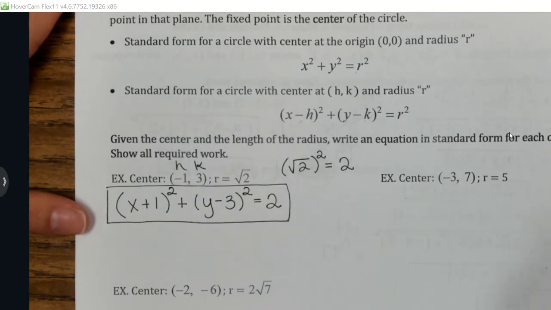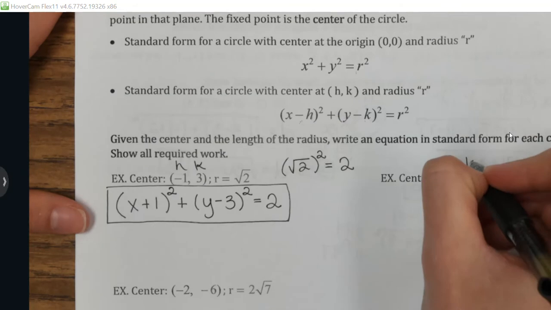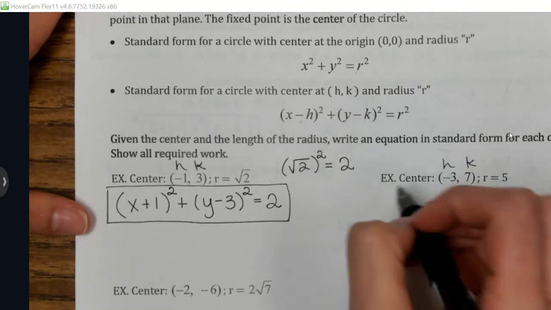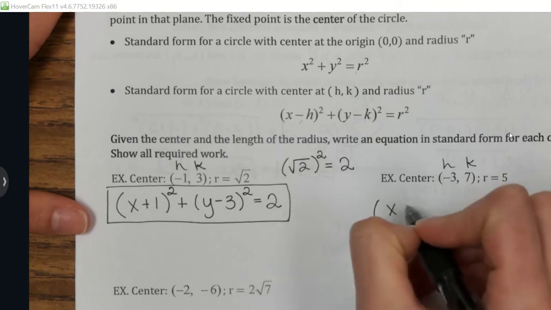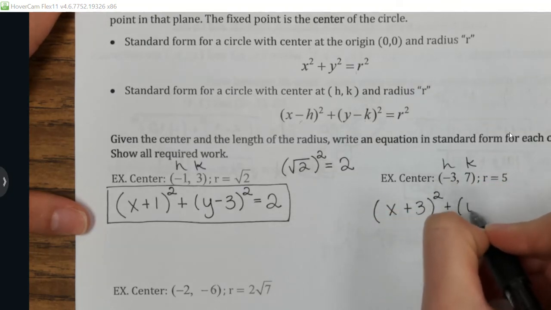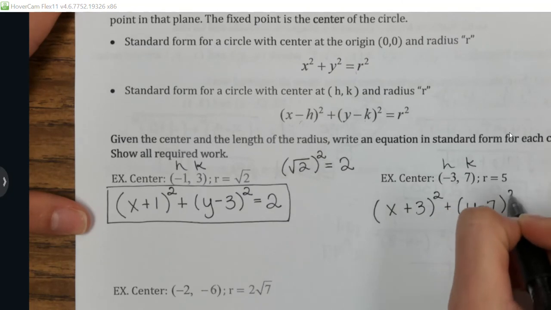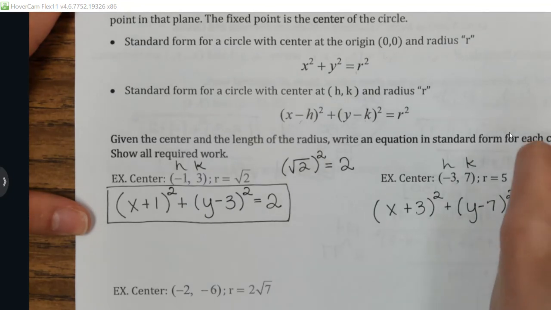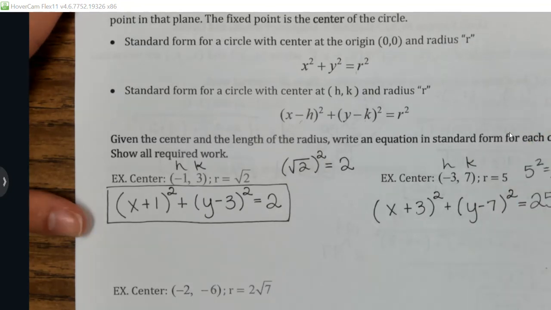If my center is negative 3, 7, that's my (h, k). My radius is 5. So I'm going to have (x plus 3) squared plus (y minus 7) squared equals, I'm going to take that 5, square it, and that's 25. So r squared is 25.